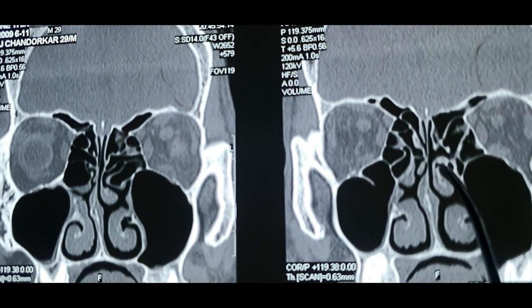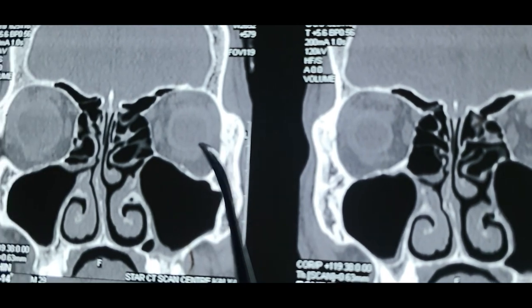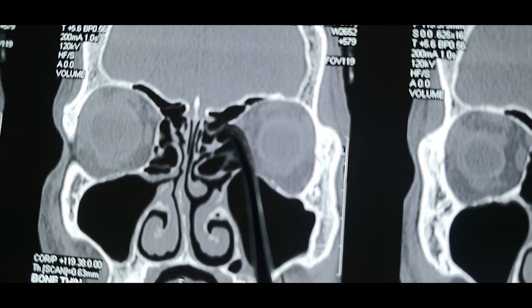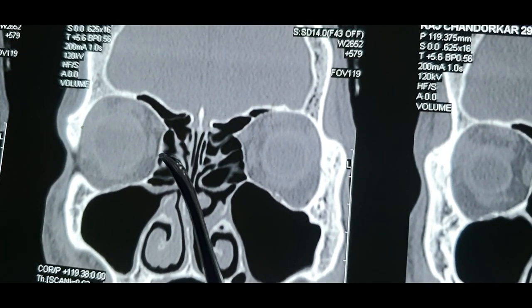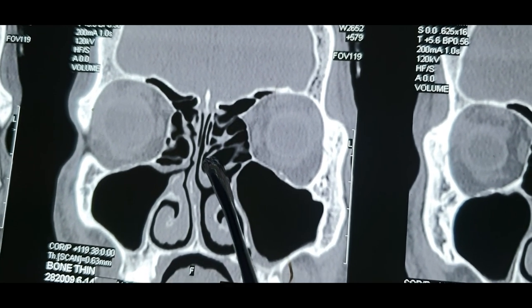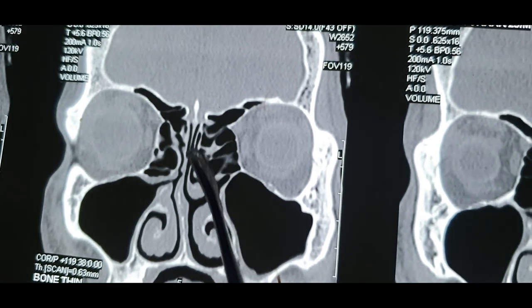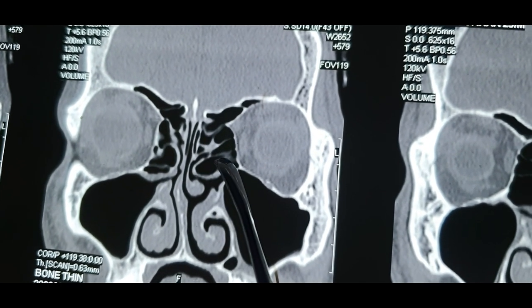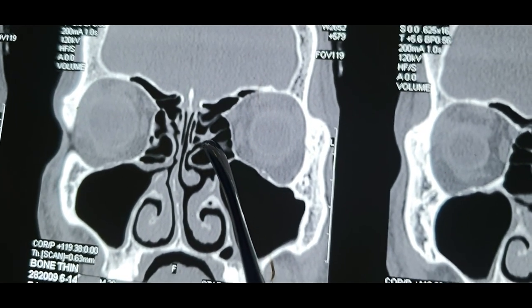So this is a proper posterior ethmoidal cavity, and here also you can see a slight prominence of the artery in the orbit. See this? The nipple-shaped, slight prominence is still there, and this is the anterior one-third of the middle turbinate. So we are anterior to the ground lamella.